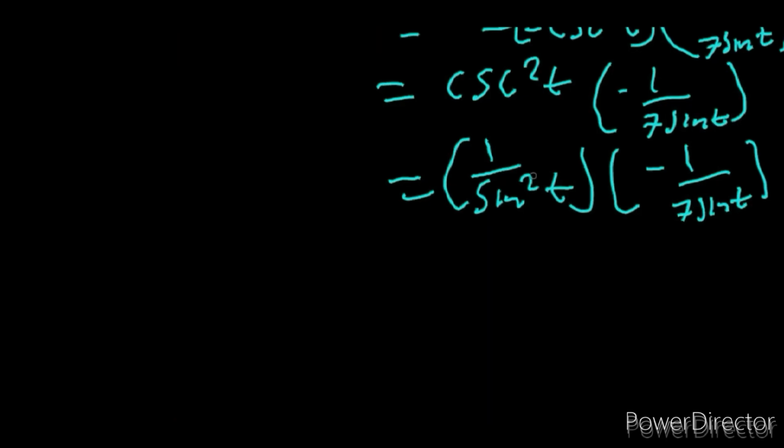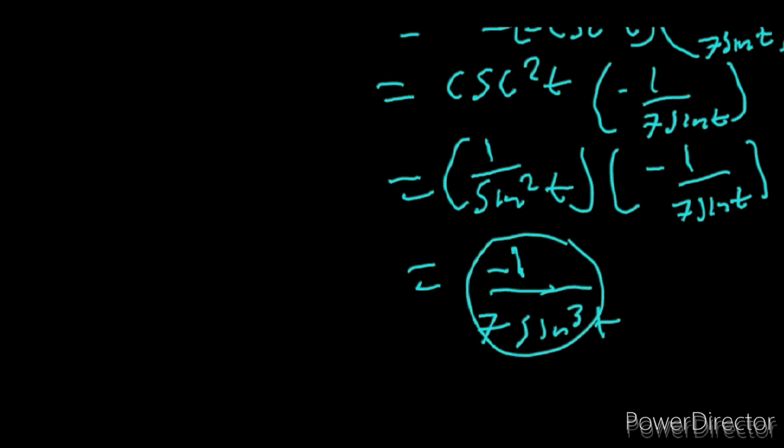For multiplication of fractions, we've got numerator times numerator, which is 1 times negative 1, which is just negative 1. And then sine squared times 7 sine is the same as x squared times 7x. We know that x squared times x is x cubed, so sine squared times sine should be sine cubed. So this is our final answer. We have found the second derivative of a parametric equation.